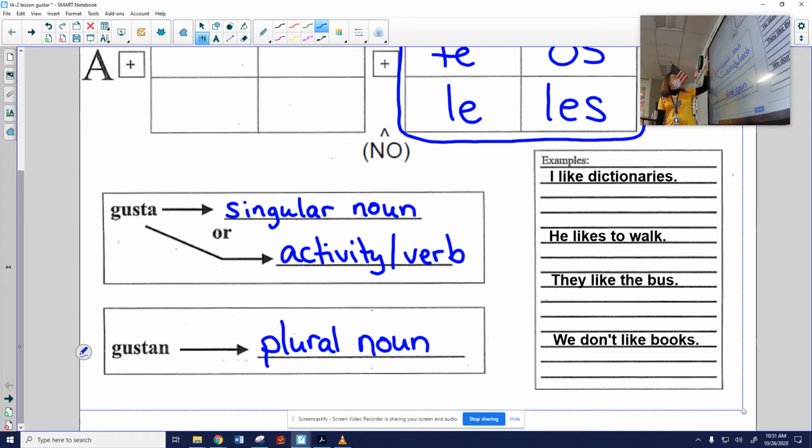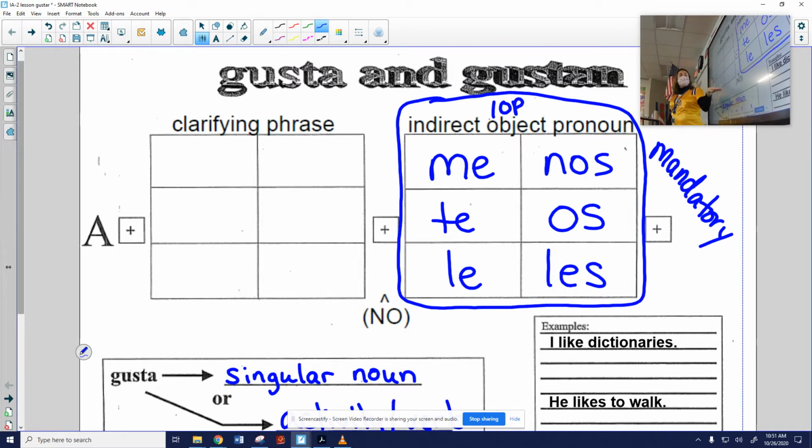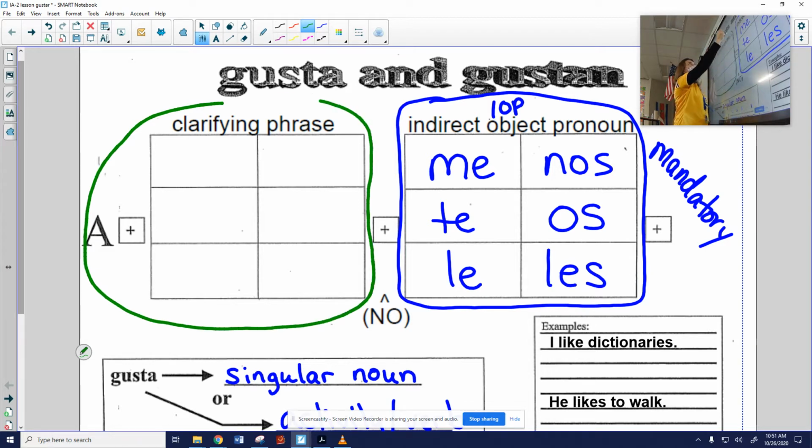Next, we're going to talk about some optional phrases, these clarifying phrases. They're optional. I'm going to use green. They are optional. You don't have to use these clarifying phrases, but sometimes they help make what you're saying a little bit more clear. For example, if I said to you, le gusta el español, we're not necessarily sure who's liking Spanish. Is it he likes, she likes, or you formal likes?